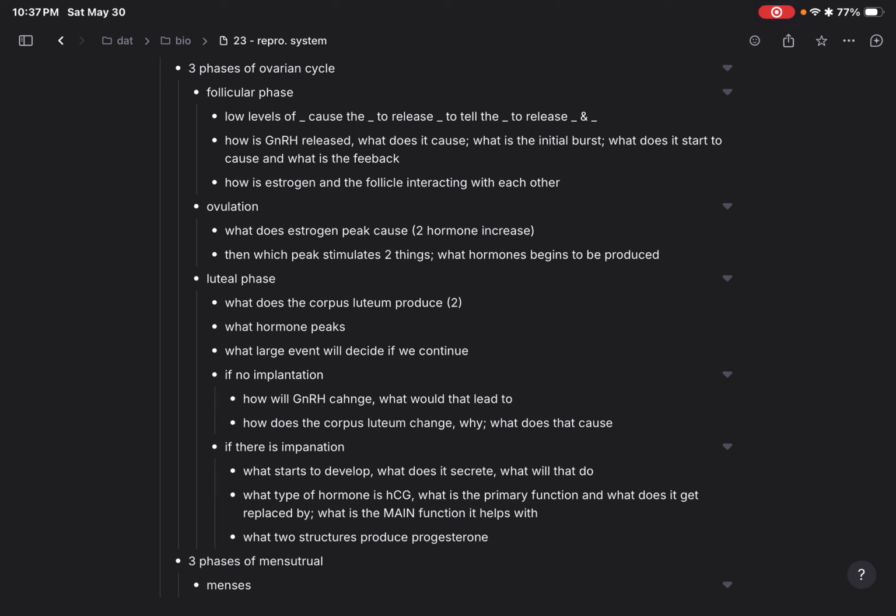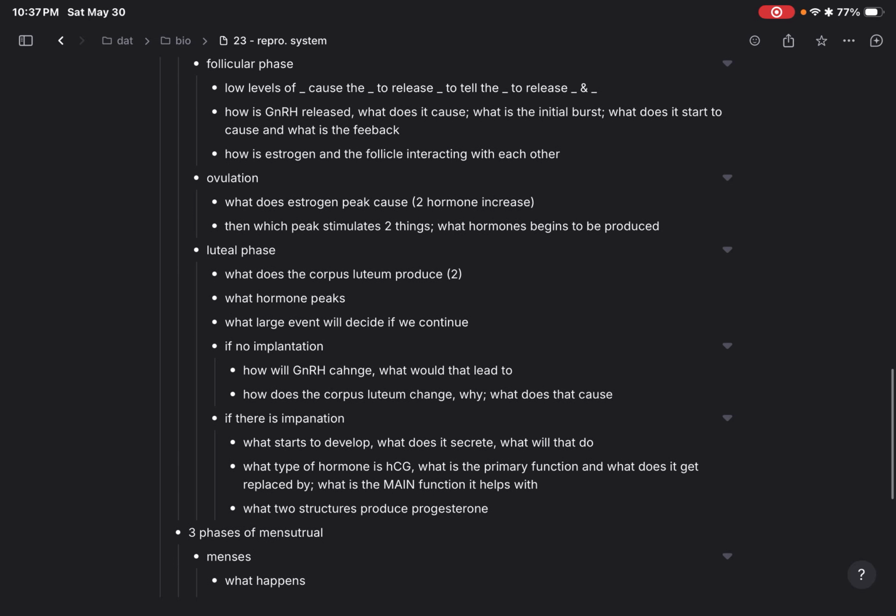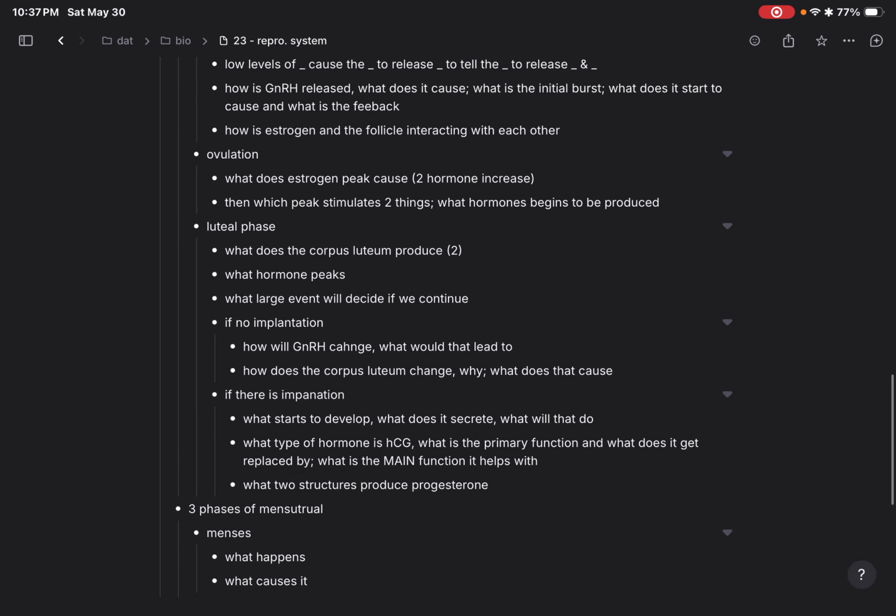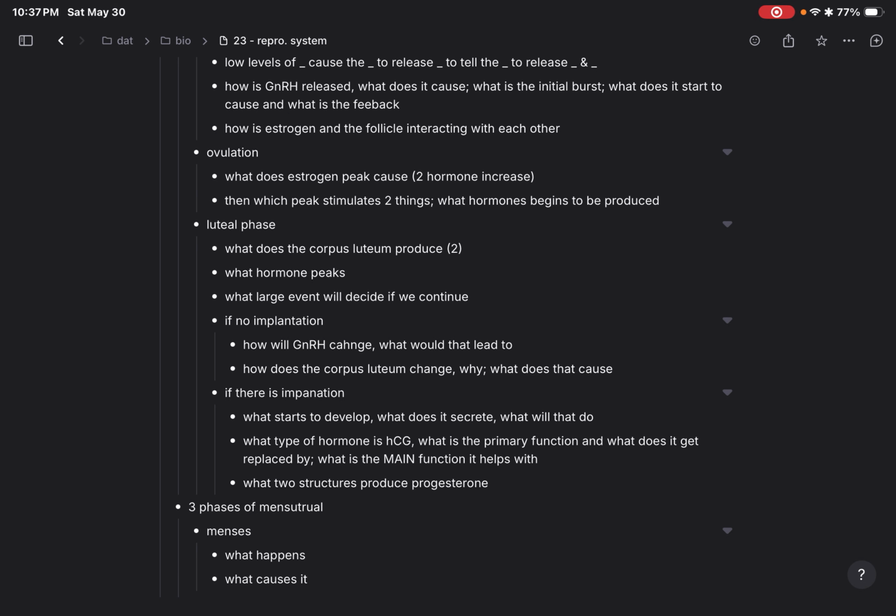Ovulation is caused by what? What does the estrogen peak cause? The estrogen peak will cause two hormones to increase. Estrogen levels will peak, and that will trigger the rapid frequency, so it will increase the pulse effect of gonadotropin releasing hormone. So it'll increase FSH and LH.